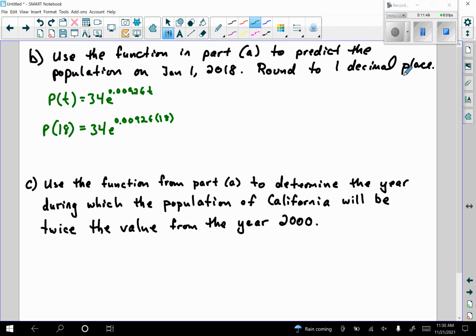It says round to one decimal place. And we should get 40.2. So remember, this would say in the year 2018, the population would be about 40.2 million. And it's approximately.